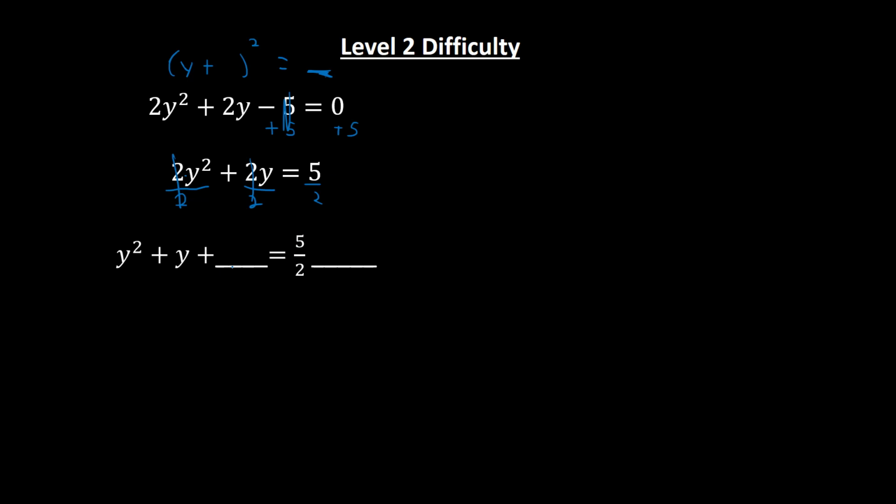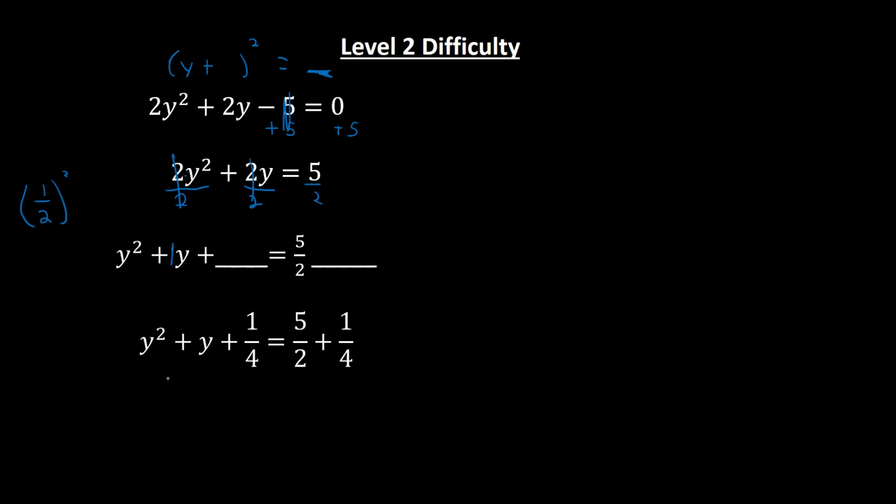And then you want to leave yourself a blank on both sides, because I'm going to add something to make the left side into a perfect square. Well, what we're going to add is found by taking this middle term, this coefficient, which in this case is a 1. I take half of the 1, so 1/2, and then I square it. So half of 1, and then I square it to get 1/4. So I'm going to add 1/4 to both sides.